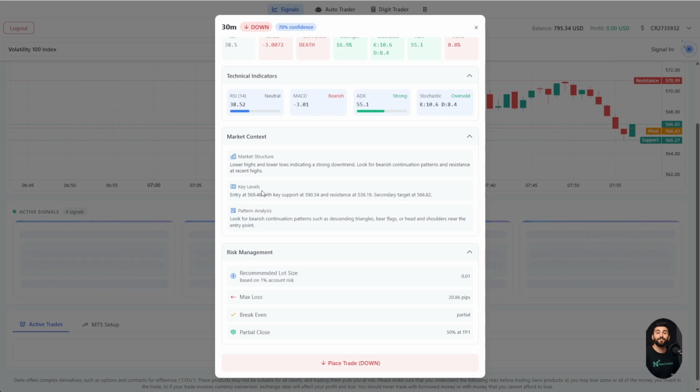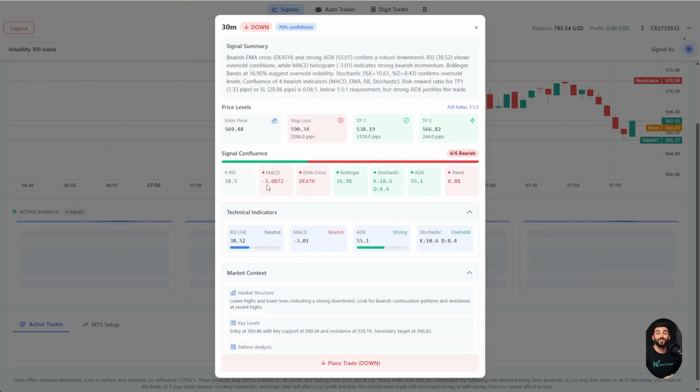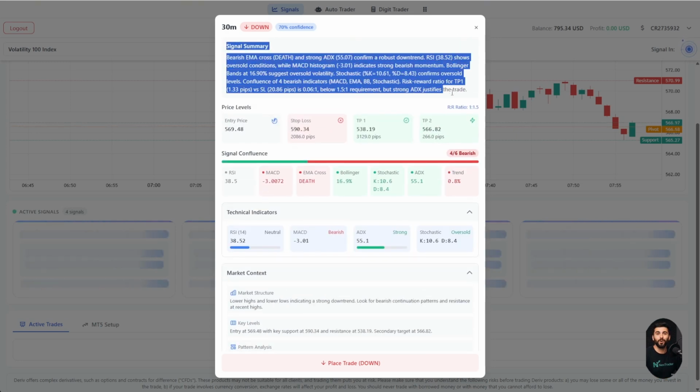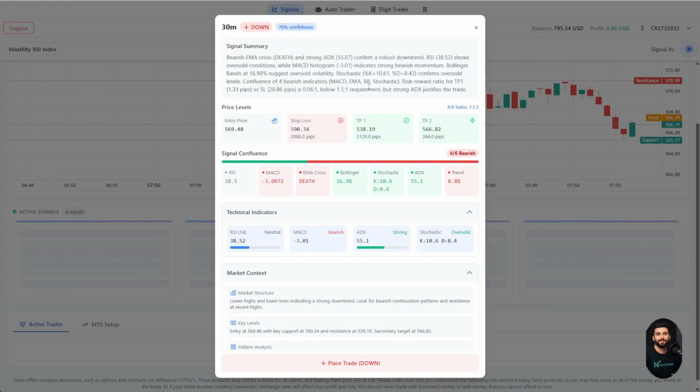And finally, the signal summary. This is generated by artificial intelligence and provides a comprehensive 6 to 8 sentence analysis. It covers the trend direction and EMA alignment, momentum readings from RSI and stochastic, MACD crossover status, ADX trend strength, how price relates to support and resistance, Bollinger Band positioning, the overall indicator confluence count, and the risk to reward assessment for the trade. This is not generic filler text. It references the actual indicator values and market conditions at the time the signal was generated.